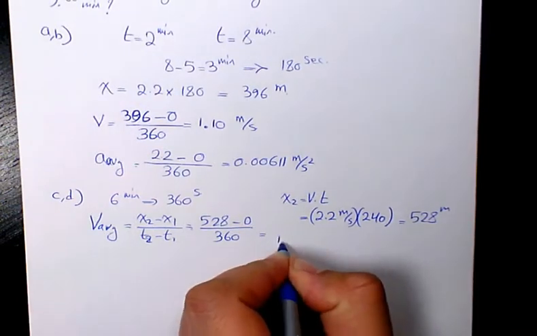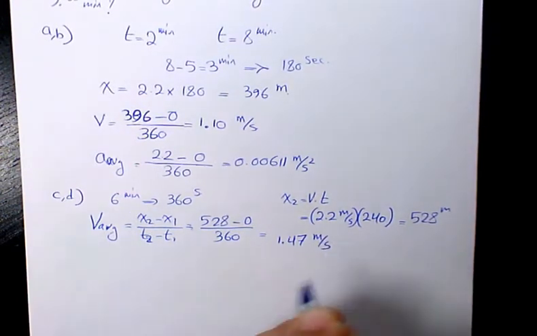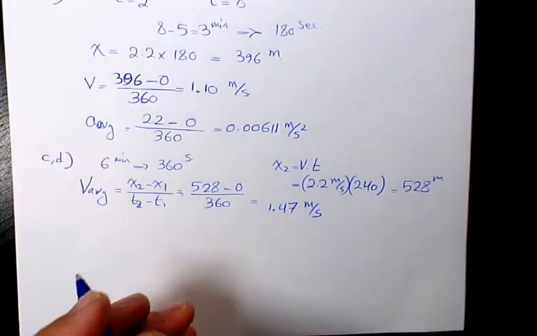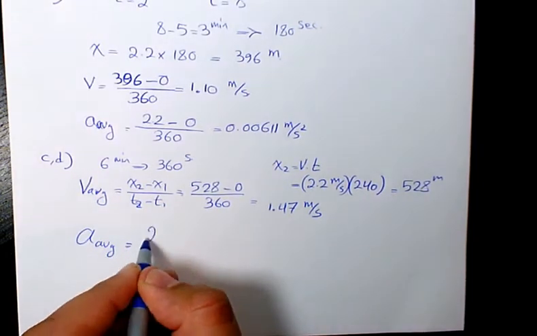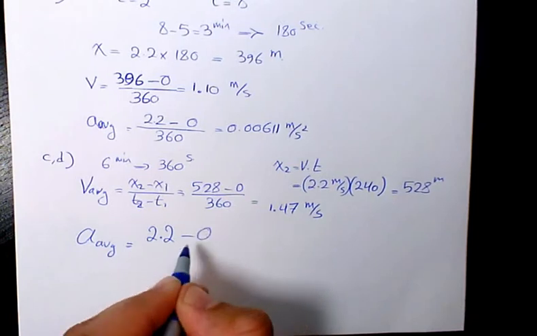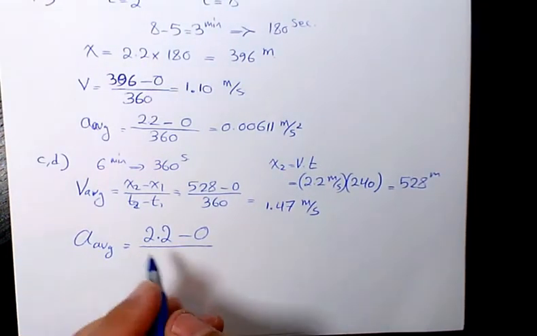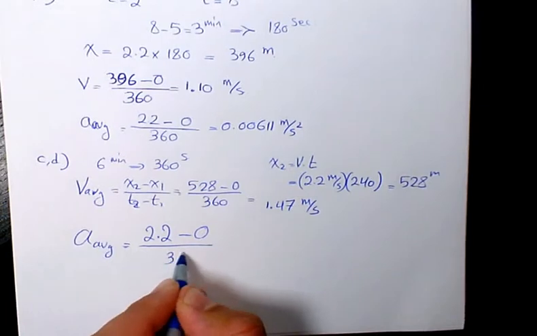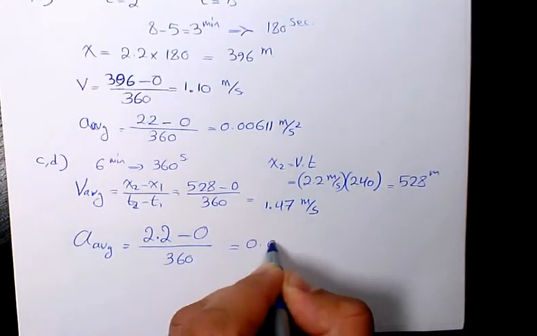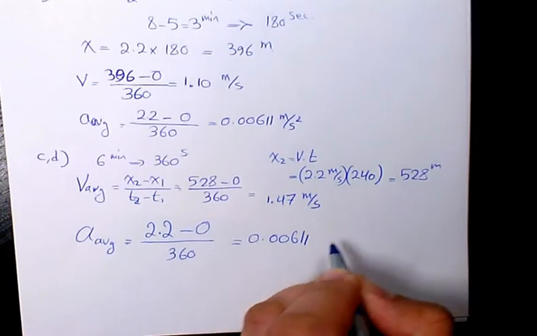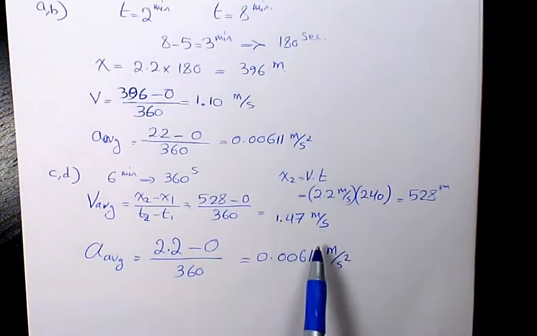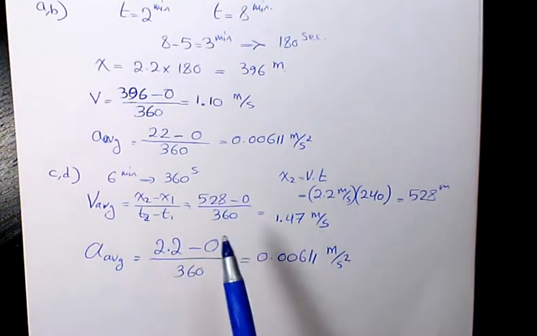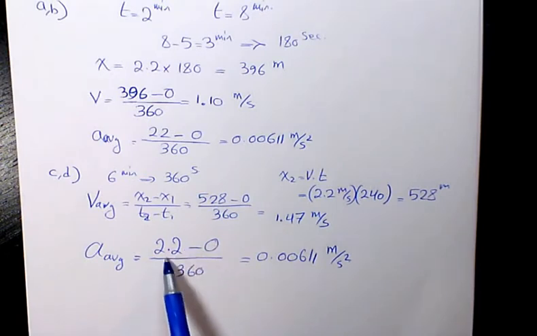That's going to make it 1.47 meters per second. That's the average velocity. And if you want to find average acceleration, it is going to be again 2.2, the final velocity, minus initial velocity, which is 0, divided by again 360. So again we have 0.009611 meters per second squared. So as you see here, the acceleration here and here is going to be the same. It depends on the initial and final velocity, and also depends on the time as well.